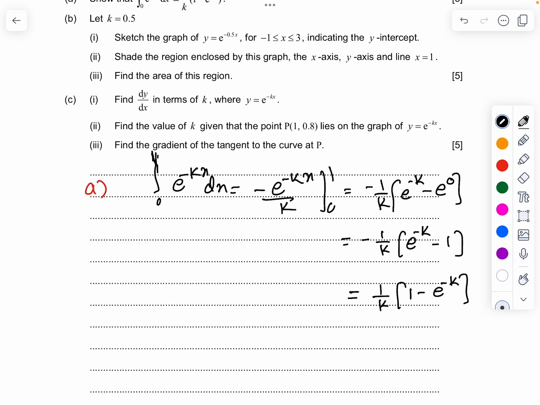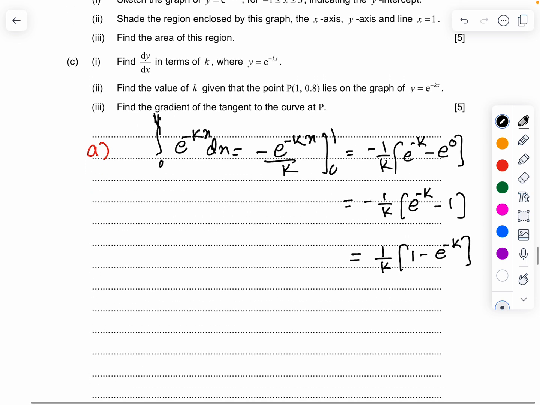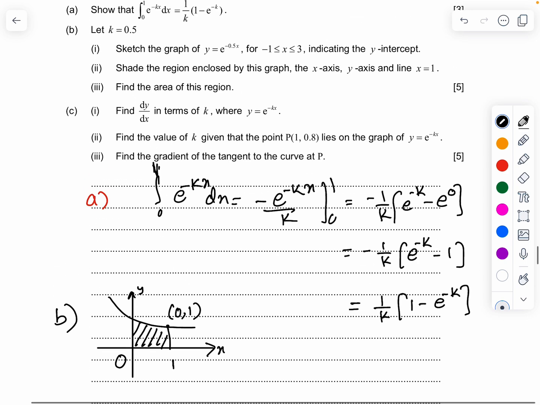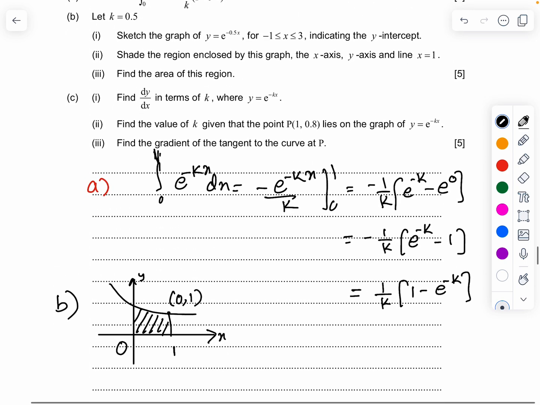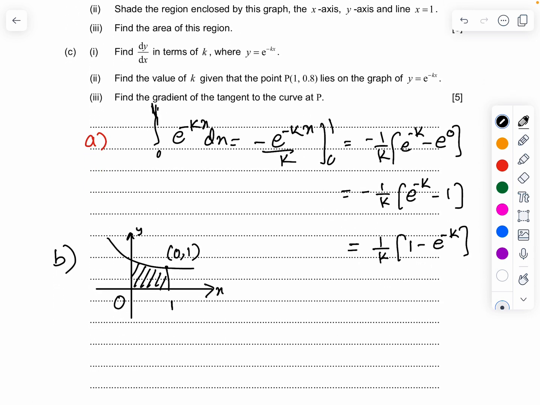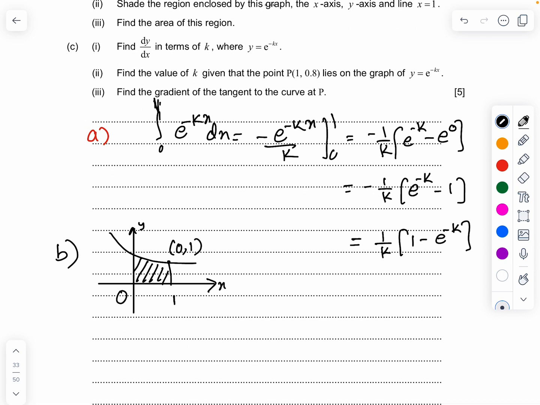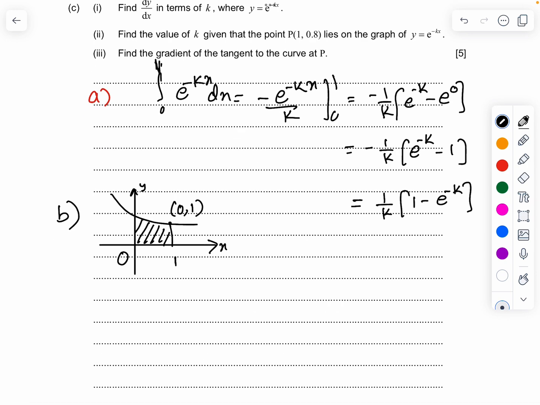Let k equal 0.5, sketch the graph. So for part B, the graph should be approximately in this way. This point is 0, 1, and this is going to be the area of the shaded region, bounded by the x-axis and y-axis. Shade the region enclosed by the graph and x equals 1. Find the area of this region. If at all I use the GDC, the area will be equal to 0.787.